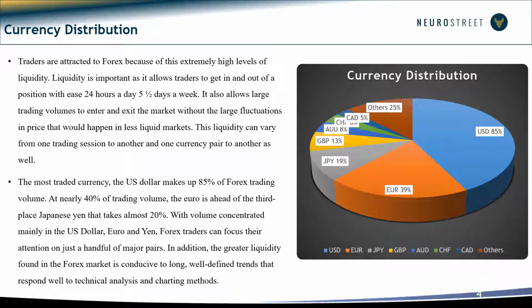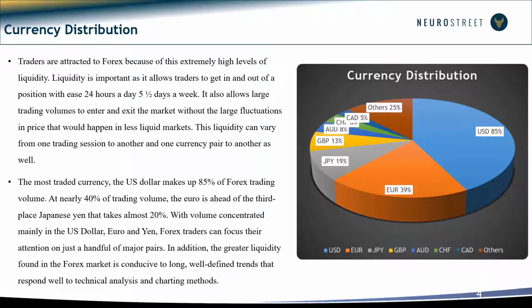Now, the most heavily traded currency is the US dollar. It makes up 85% of the foreign exchange market. At nearly 40% of the trading volume, the euro is ahead of the third place, which is the yen. So the three top dogs are the euro, the yen, and the US dollar. The reason for this is because you have all these different markets paired against the US dollar as the primary. We will talk about pairs and all of the other different relationships between the majors and the minors and the exotics, and we'll get into that in the next video.